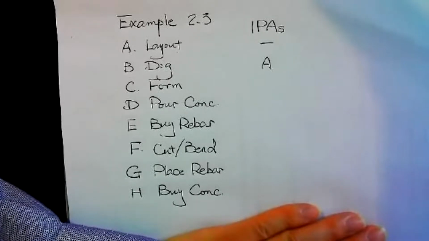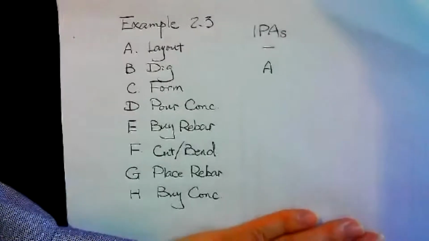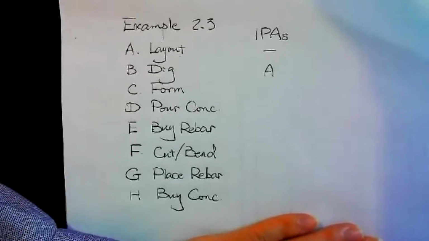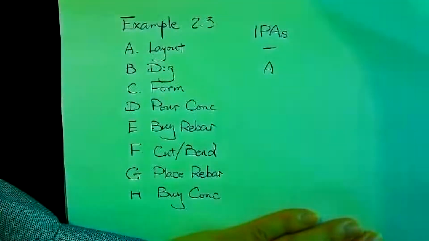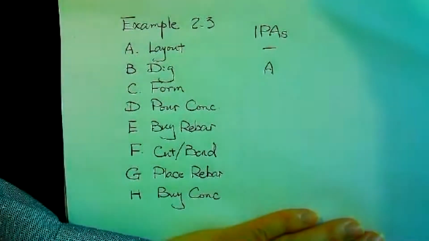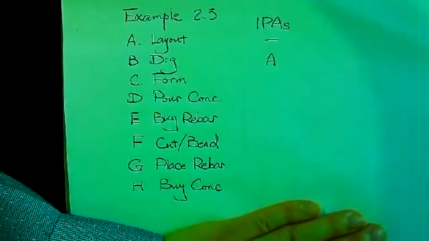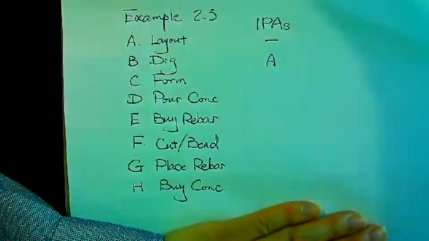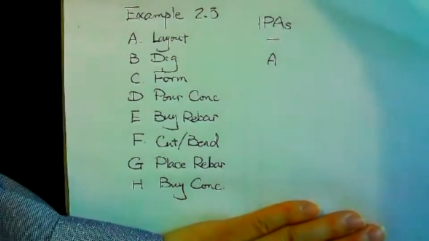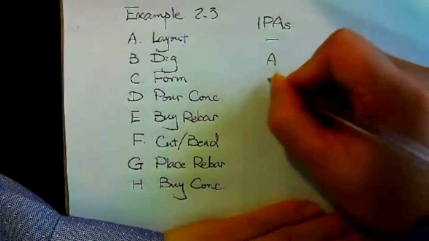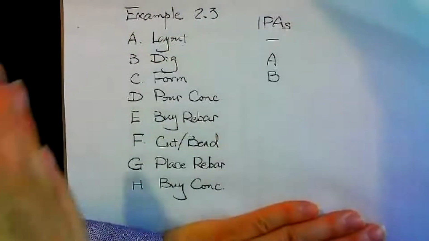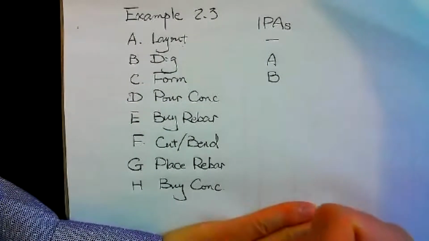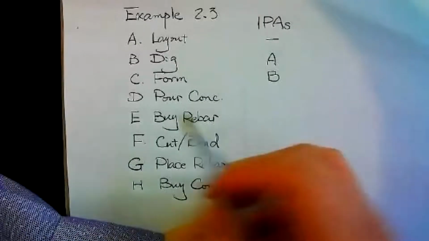Okay, and for the formwork, place the formwork. Which activity should be before formwork? Very good, B. So I have to have the hole, then you can put the form on the side of the hole. Next one is a little bit hard.